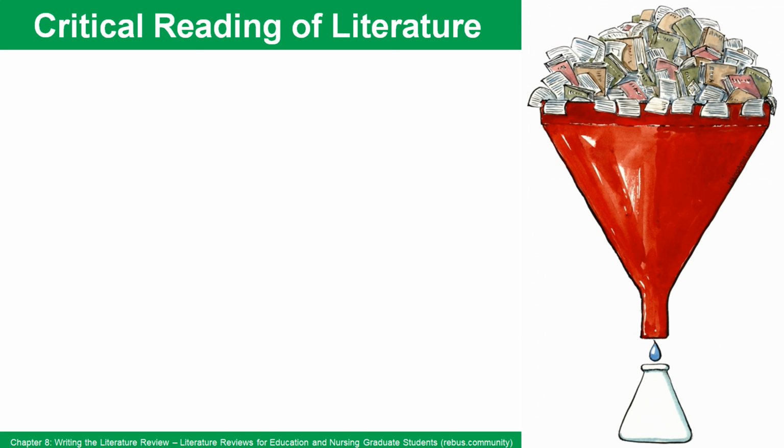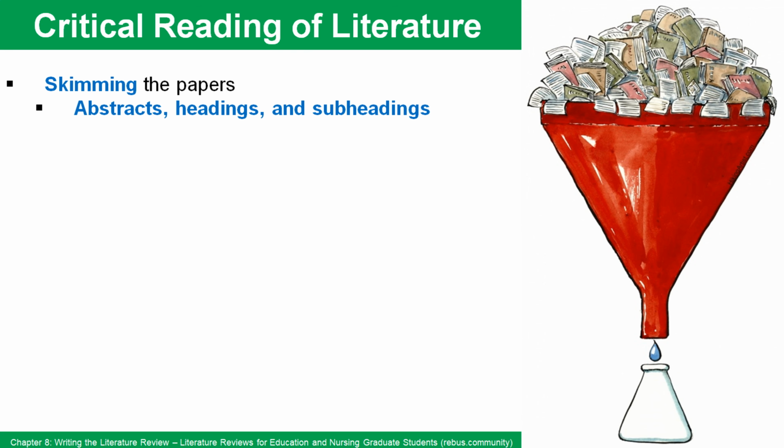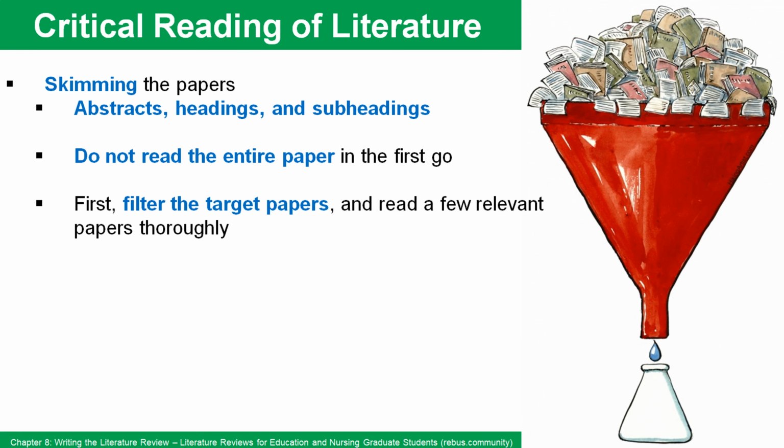Critical reading of literature is vital for evaluating the quality and relevance of sources, allowing you to build a strong foundation for your review article. When faced with a plethora of research papers, it's essential to adopt efficient reading strategies. Skim through the abstracts, headings, and subheadings to grasp the main points and structure of the paper. Avoid the temptation to read the entire paper in one go. Instead, focus on filtering the target papers and selecting a few relevant ones for thorough reading.